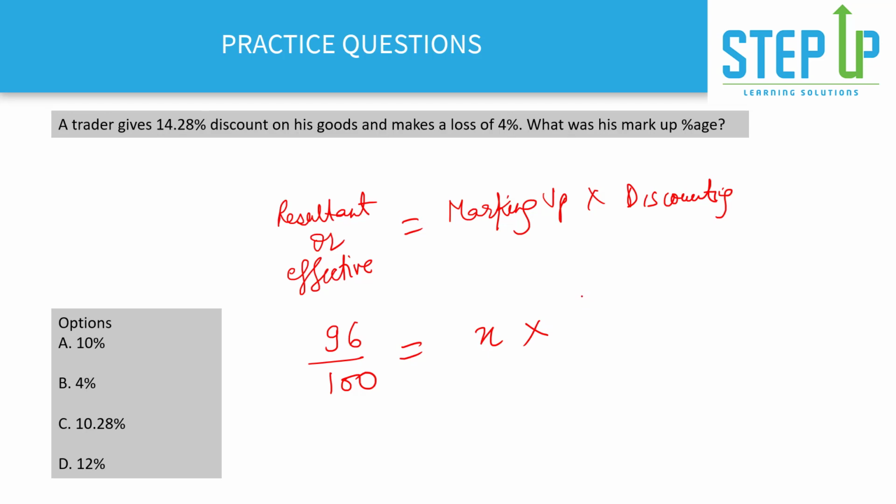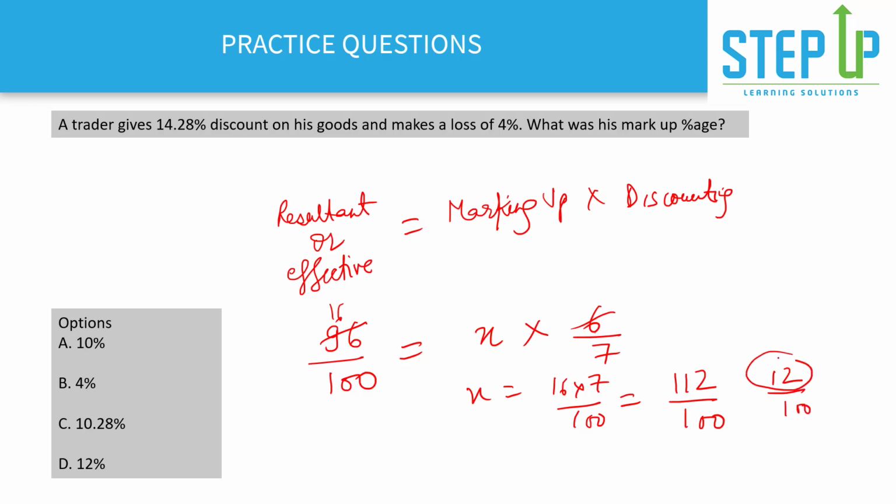14.28% discount. If you remember our fractions class, 14.28 is nothing but 1 by 7. That means if he offers a discount of 1 by 7, it would be 6 by 7. So to calculate X, X equals 96 into 7 upon 6 into 100, which is 16 into 7 upon 100. This is 112 upon 100. That means this is 12 upon 100. That means you had marked it up by 12%. So that's your answer.